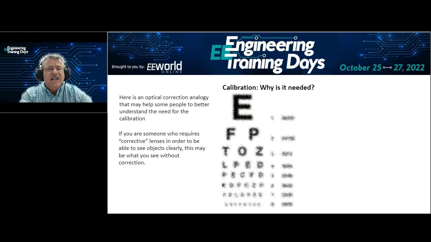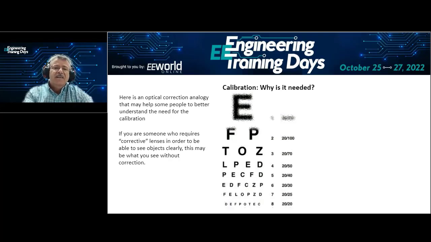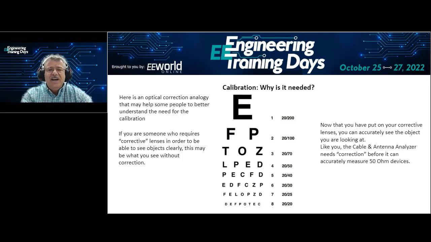So this is an analogy, and I hope that it makes sense for some people. I wear glasses, as you can probably see on the screen. And if I don't have my glasses on, I can't really see what I'm looking at very well. It's not clear. And it's the same with the cable and antenna analyzer or vector network analyzer. It's trying to measure a 50 ohm impedance, but it doesn't have a clear view of that 50 ohm impedance. So you perform a calibration, and then suddenly you have a nice crystal clear view. You know exactly what 50 ohms is supposed to look like. So that's the real reason why you want to do a calibration.